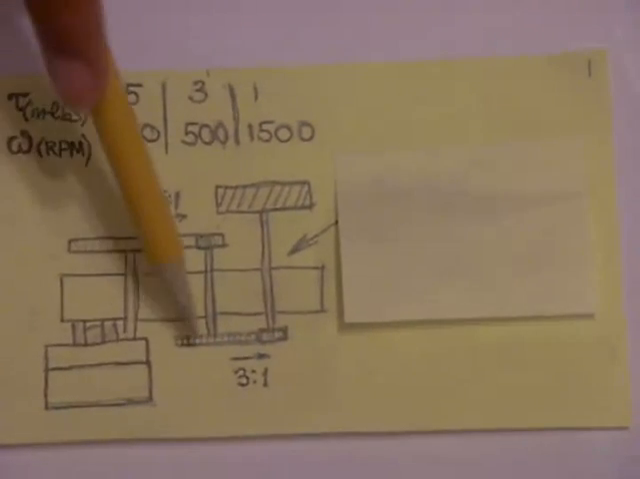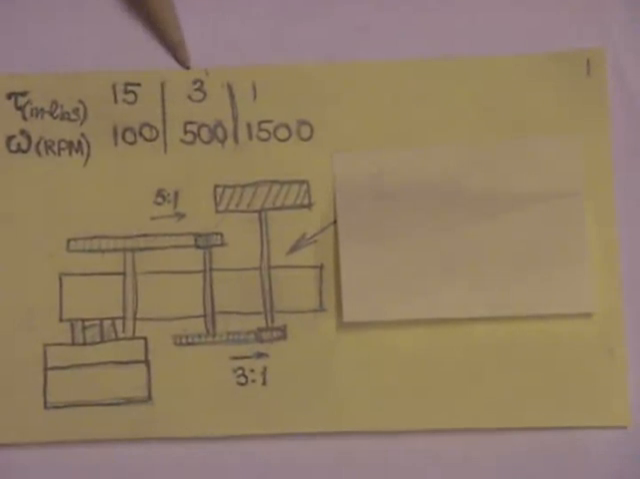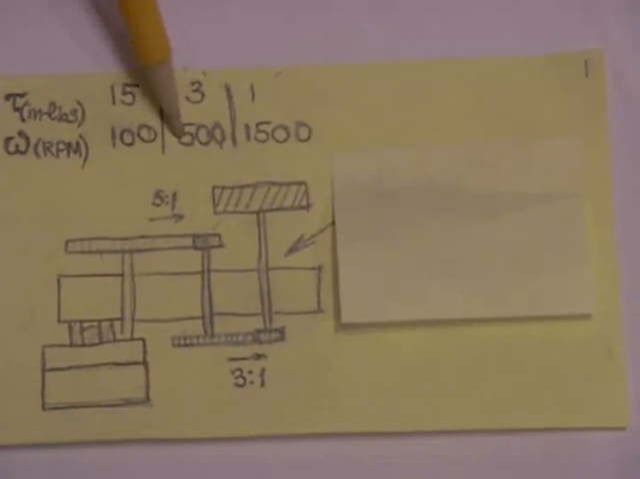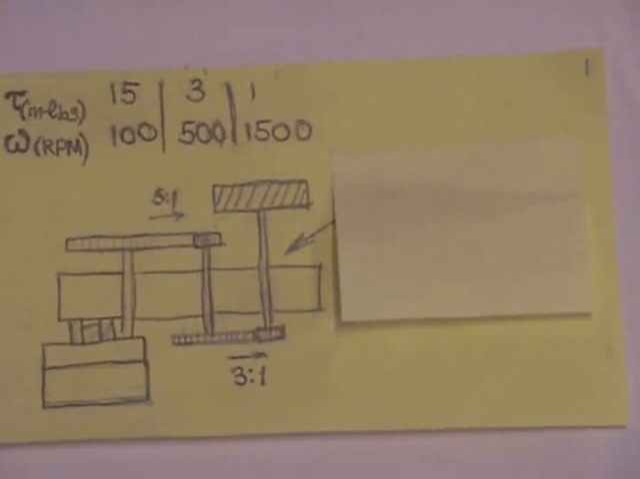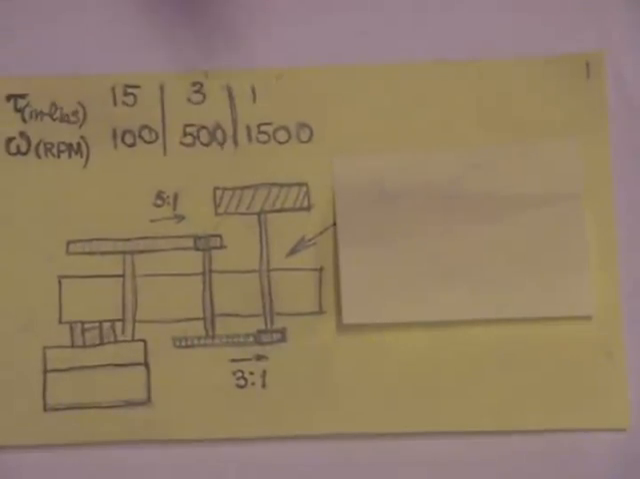The second stage is the 3-to-1 gear ratio. What you have to do here is divide the torque again by 3 and multiply the angular velocity by 3. This leaves you with 1 inch-pound and 1500 rotations per minute.